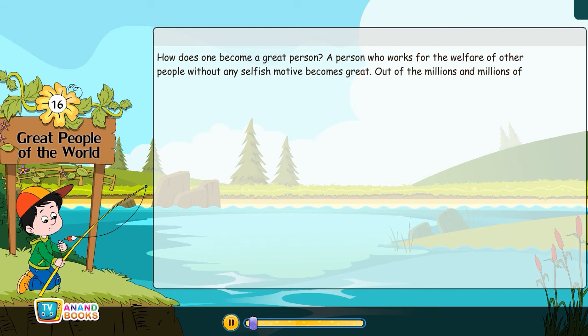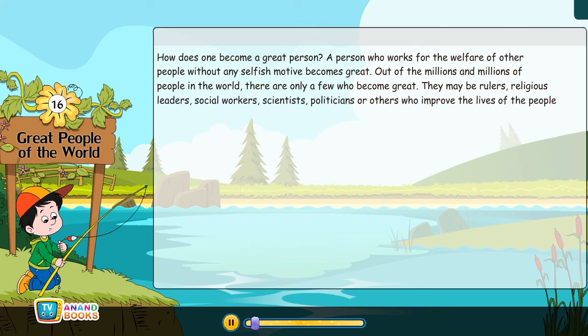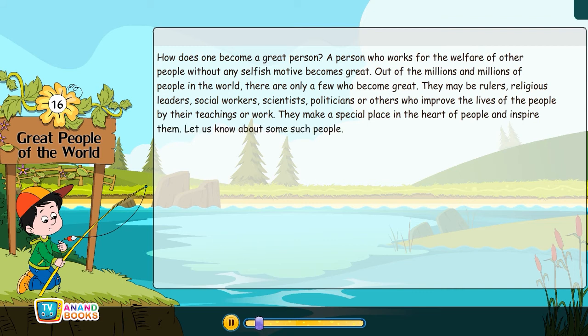Out of the millions and millions of people in the world, there are only a few who become great. They may be rulers, religious leaders, social workers, scientists, politicians, or others who improve the lives of the people by their teachings or work. They make a special place in the heart of people and inspire them. Let us know about some such people.